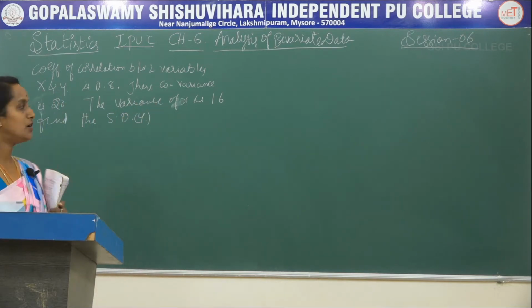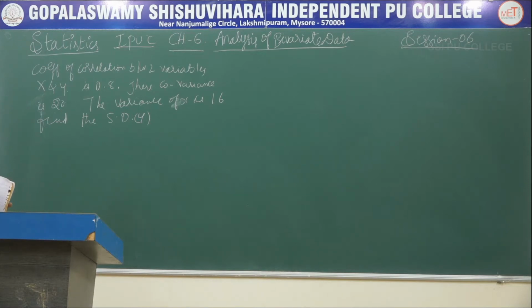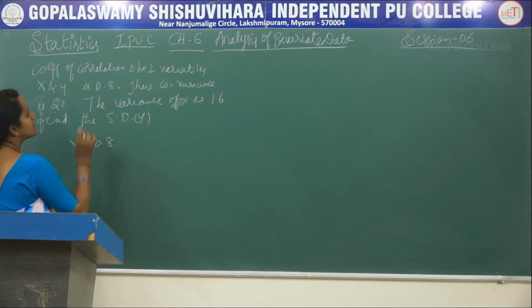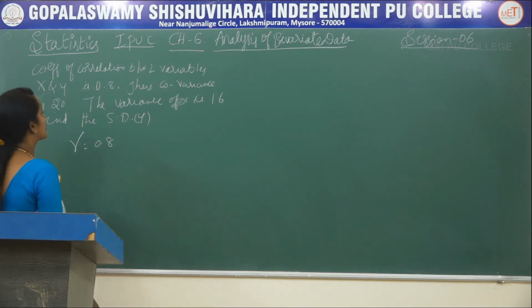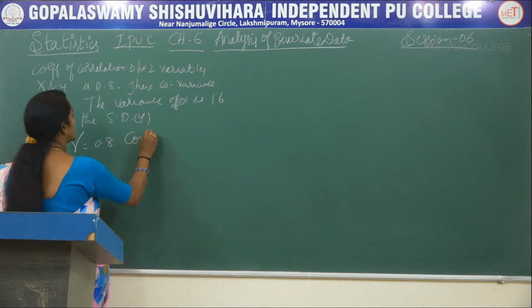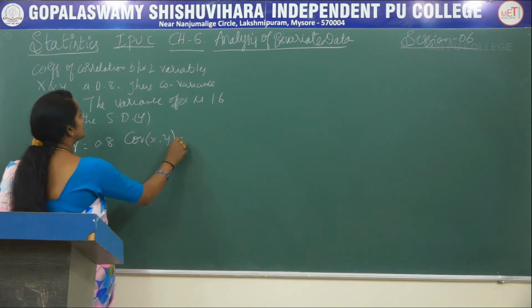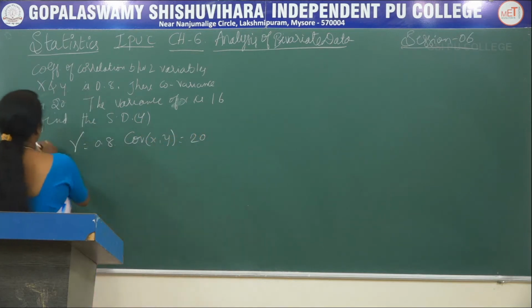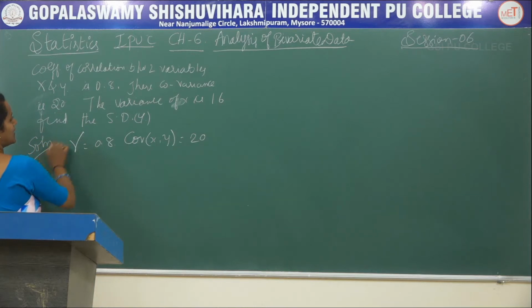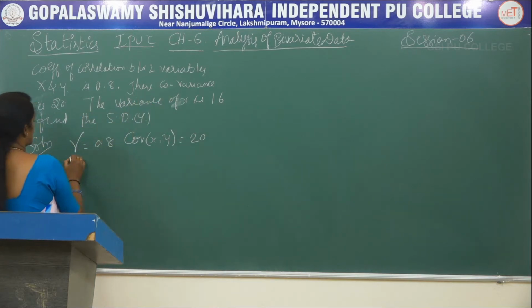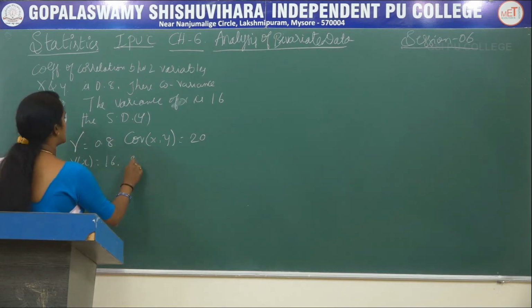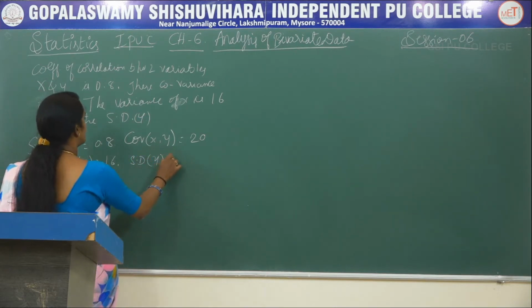First, you just observe or analyze the given problem. The coefficient of correlation between two variables x and y is 0.8. Coefficient of correlation is gamma, 0.8. The covariance of x comma y is equal to 20, and the variance of x is equal to 16. We have to find the standard deviation of y.